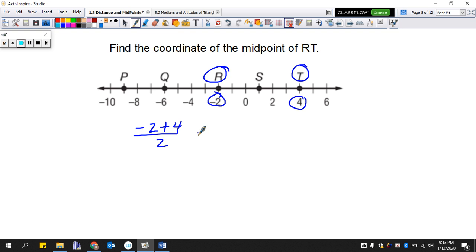Okay. QS, Q is negative 6. S, in this case, is 1. Okay, so we have negative 6 plus 1 divided by 2. Negative 6 plus 1 is negative 5 over 2, which is 2.5, negative 2 and 1/2. All right, so if we look at negative 2 and 1/2, that would be right in here. So it's a half, 1, 2, 3, half, 1, 2, 3. So that is the midpoint.